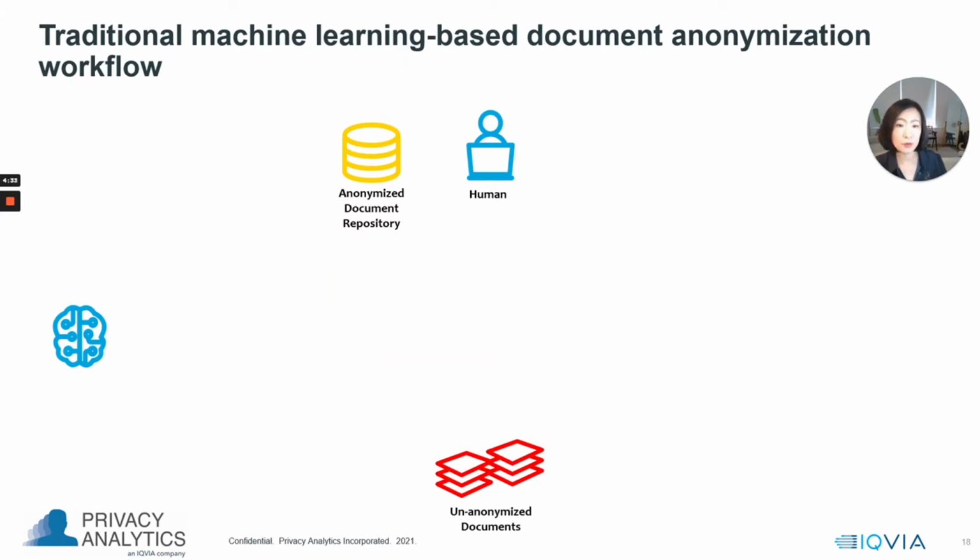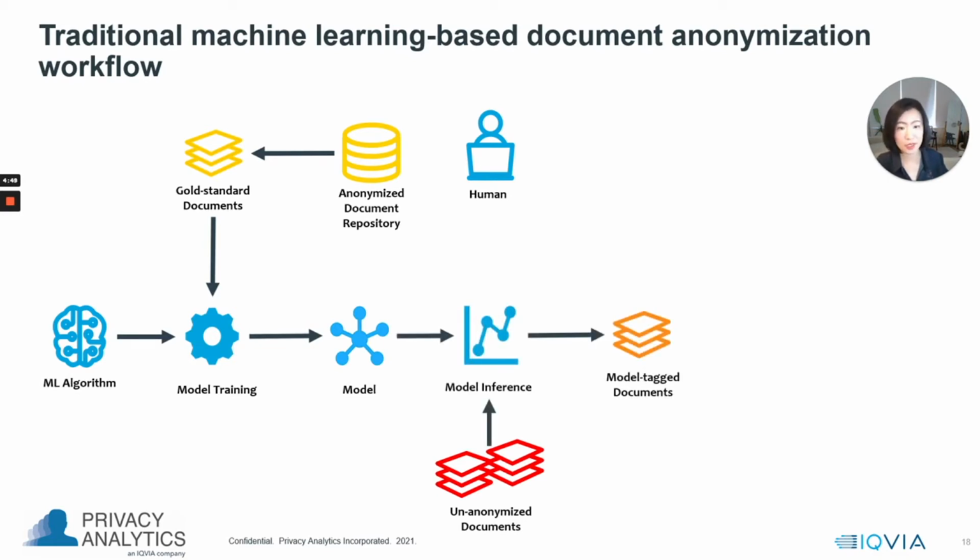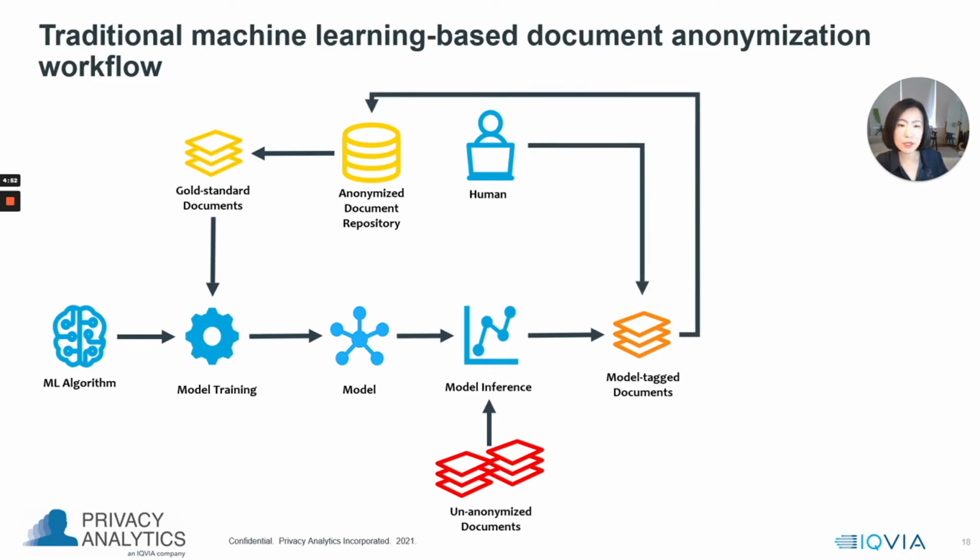So here is what a machine learning-based anonymization workflow would look like. The users would first label a number of documents. With an ML algorithm, we would fine-tune the model and apply it on the rest of the documents that need to be anonymized. Then, because the model is never going to be perfect, we would still need the end user to eventually examine the results of the model and correct any errors, as the model is never going to catch 100% of things or make no errors.